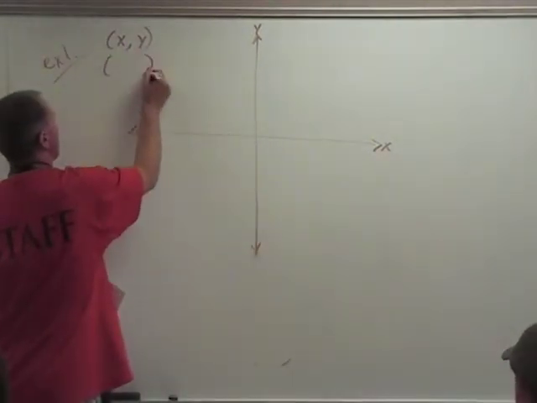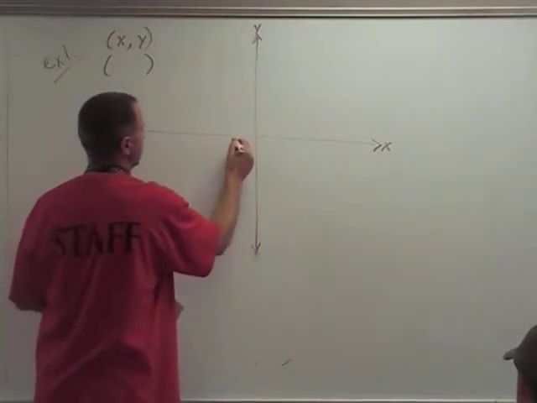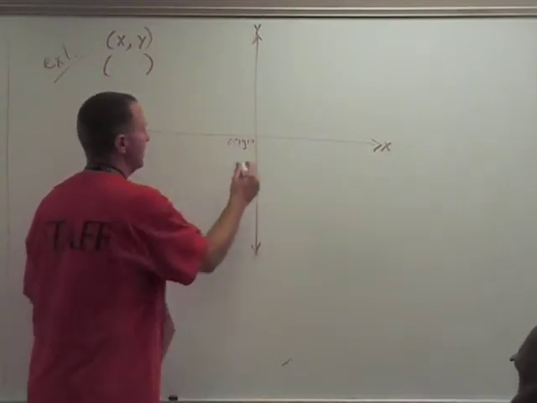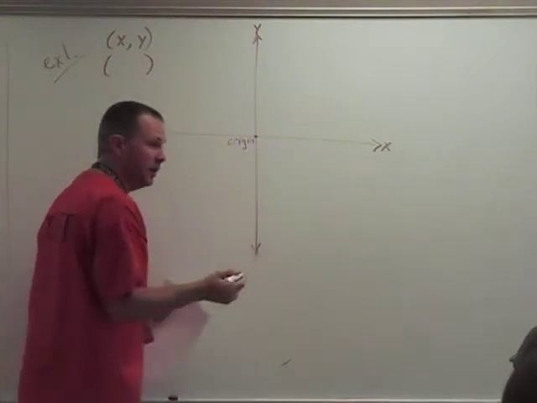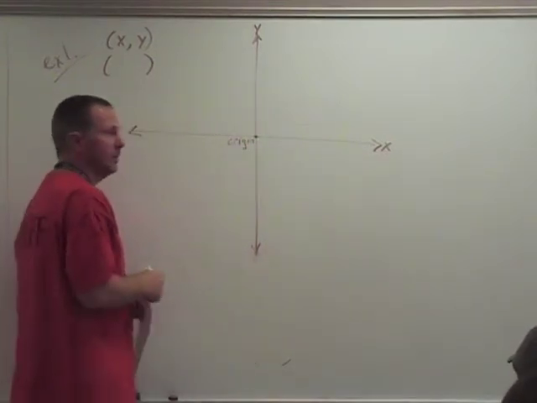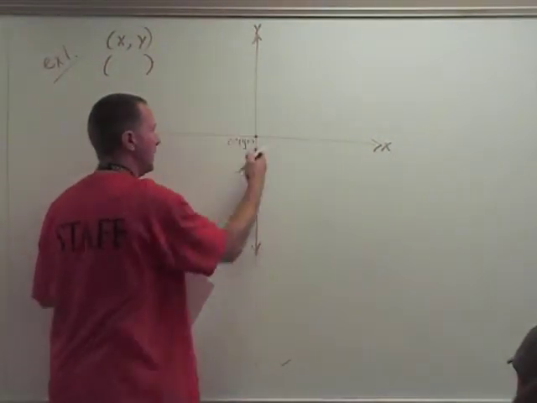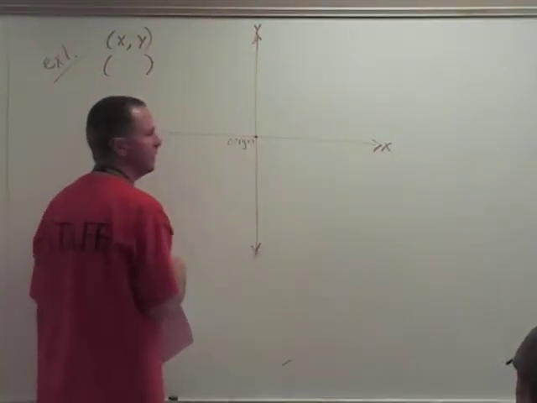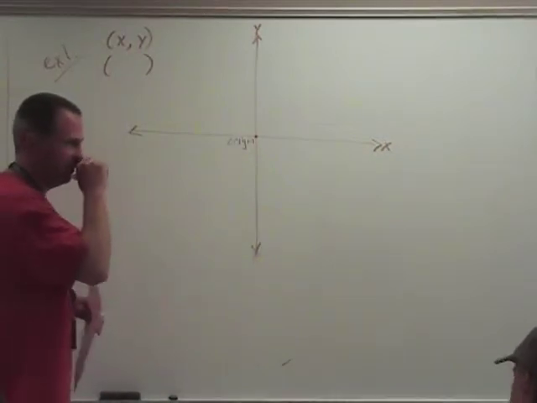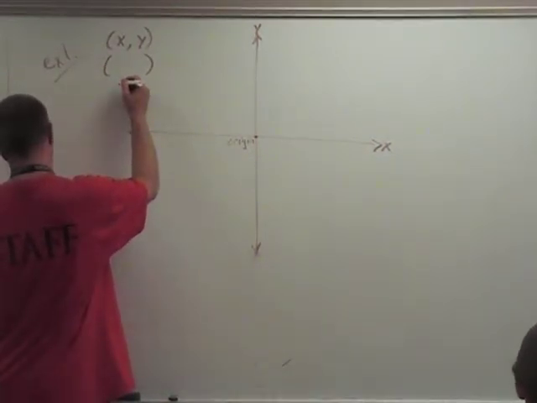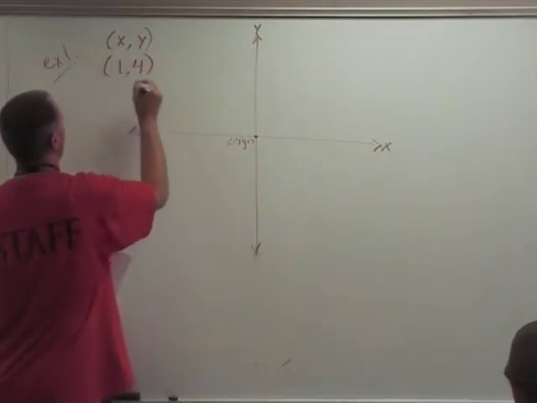So, we always start at the origin, which is this point right here. Now that is a point. What is this point on the x-axis? 0. What is it on the y-axis? 0. Okay, so you all know that's 0, 0. That's the easy part. So, those of you who struggle, let's look at 1, 4.